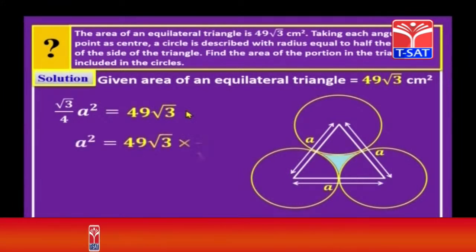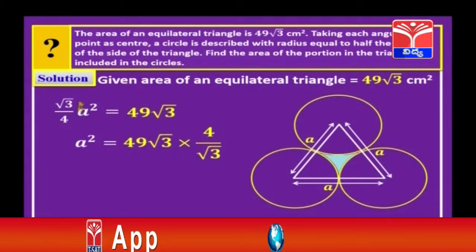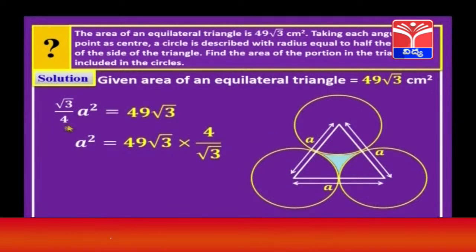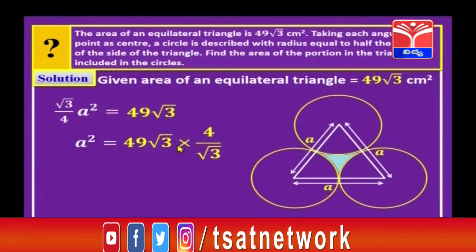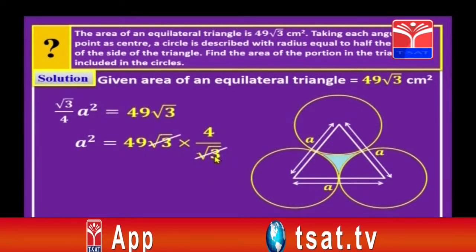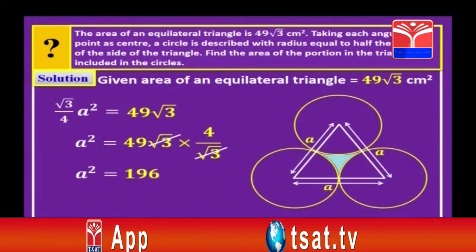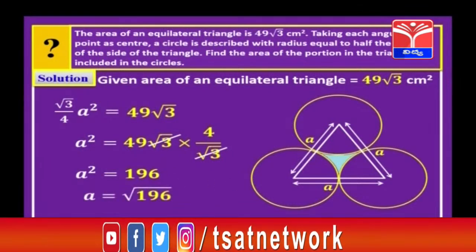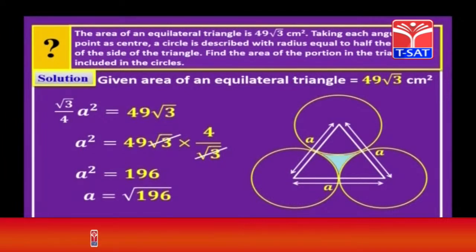Now let us find the value of A square, children. So that means we are going to send this root 3 by 4 to the right hand side. We have already seen this in the previous case. So what will happen? 4 will go to the numerator and root 3 comes to the denominator. So it is 49 root 3 into 4 by root 3. Can we cancel anything here, children? Yes. If you notice, both the root 3's will get cancelled. We are left with A square equal to 49 into 4, which is 196. Now what is the value of A, children? Yes, A is equal to the square root of 196, and the square root of 196 is 14.